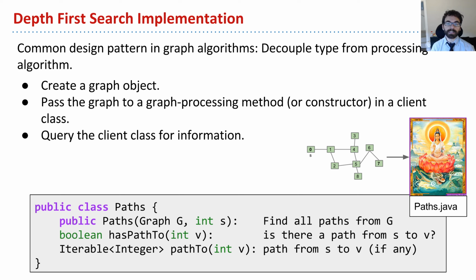With graphs, we're actually going to do something a little different that is pretty common in the real world, which is rather than change our graph class itself, we'll create a separate class. So what we'll do is, in a sense, decouple the algorithm from the type itself. So what we'll usually do is create a graph object. We'll pass that graph to some kind of graph processing method or constructor, and then we'll query the client class for information. So in other words, we take our graph and we pass it to this paths.java file that looks something like this. The paths class has a constructor where you give it a graph and an integer. Later, you can ask, is there a path to that vertex? And it will also give you that path.